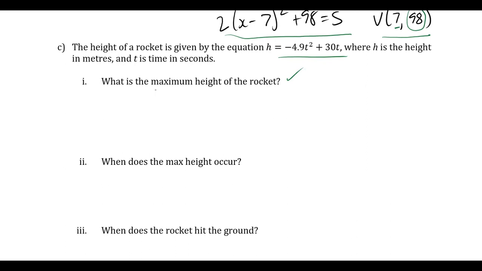solve them. So what is the maximum height? There's the key indicator that in this case, maximum occurs at the vertex, so I have to complete the square in order to find the vertex. When does the max height occur? Same thing. That's just the x value of the vertex. So when I find the vertex, I'll know the answer to both questions 1 and 2.